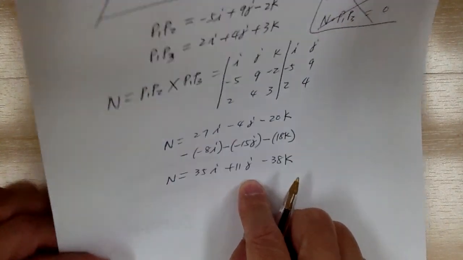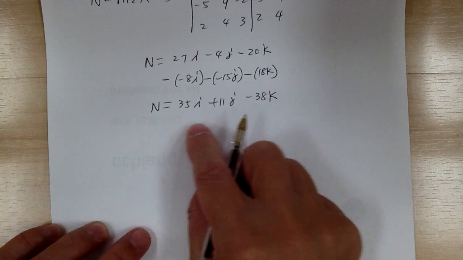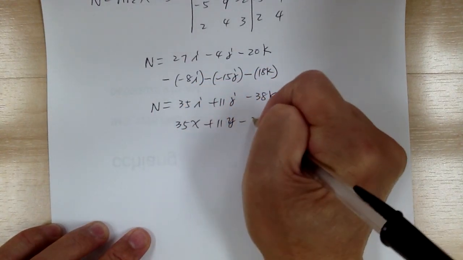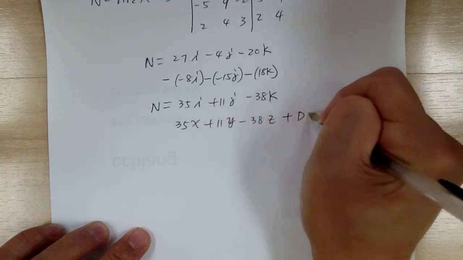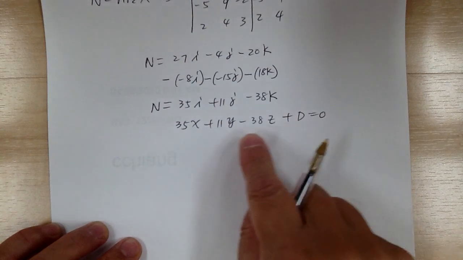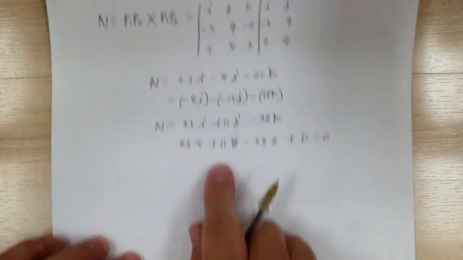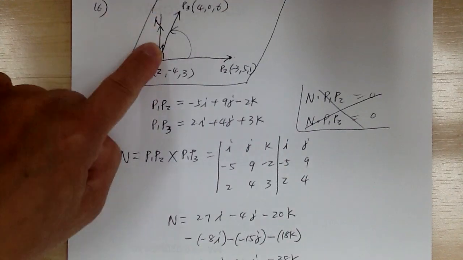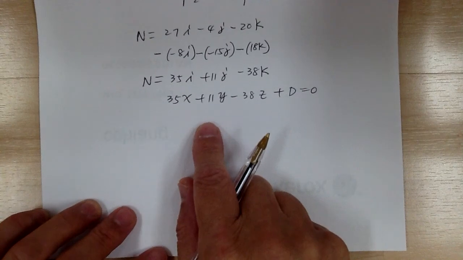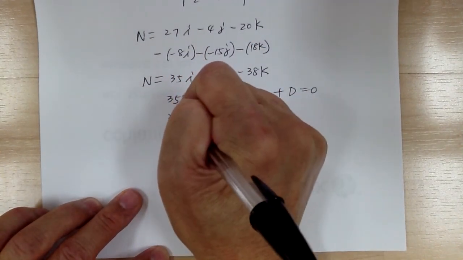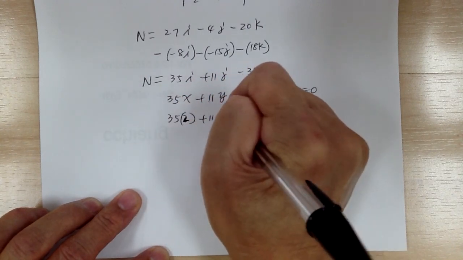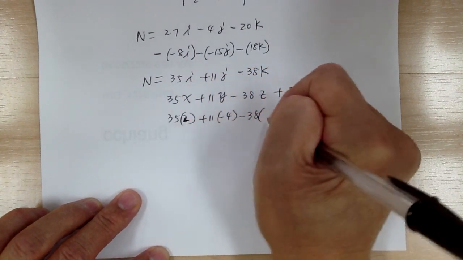Okay, so once you find your normal, then you can write your equation. So your equation would be 35x plus 11y minus 38z plus d equals 0. Okay? So now to find d, you need to put a point from the plane into here. So notice P1 is on the plane, right? So you're going to put P1 into here to find d. Okay. So go and substitute. So x equals 2, y equals negative 4, and z equals 3.